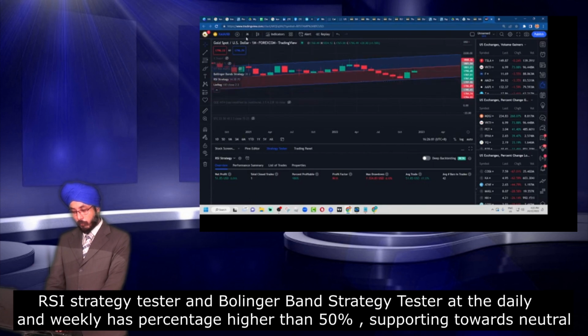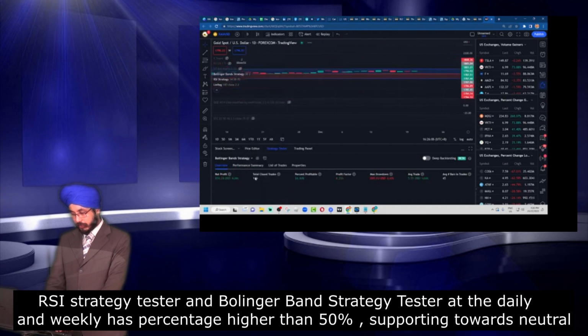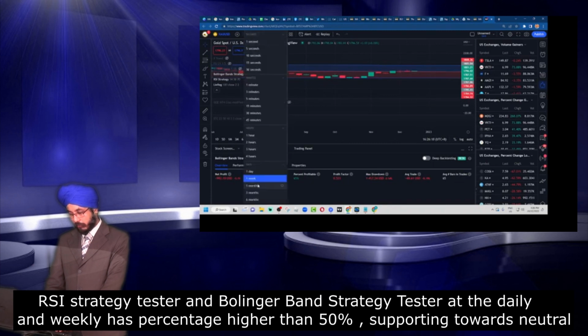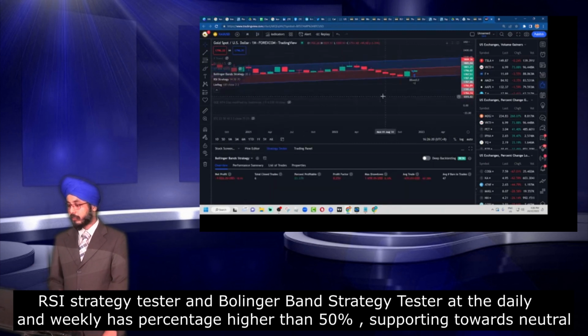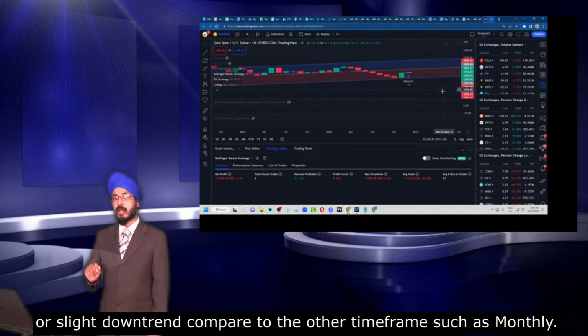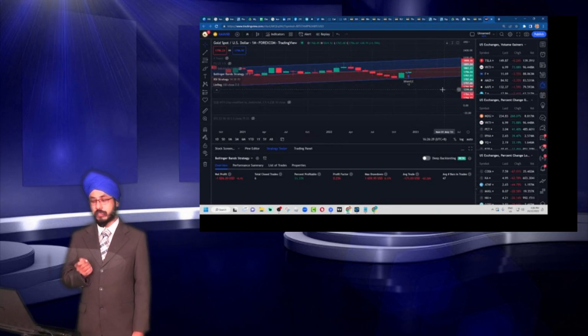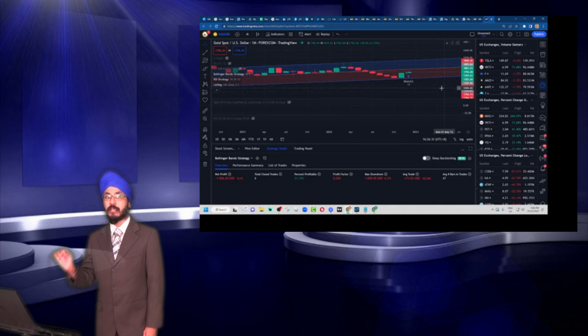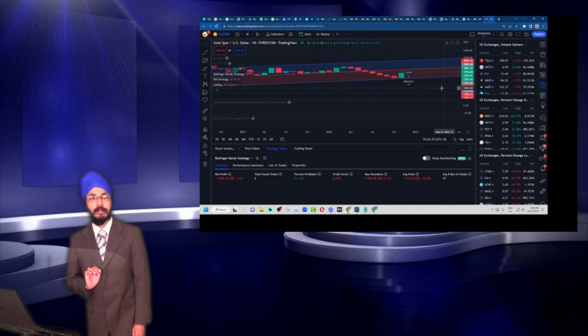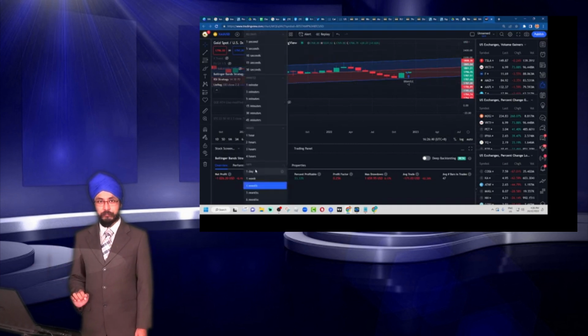We can check our Bollinger Band strategy as well. At the daily, it is about 64.57%. For our weekly, we have about 56.76%, and for our monthly, we have about 36.36%. As we can see, for our strategy tester, our monthly time frame did not meet the requirement where the percent profitable needs to be above 50%. Thus, we can't use that time frame as a confirmation for our trend. We must look at our daily and also our weekly time frame.